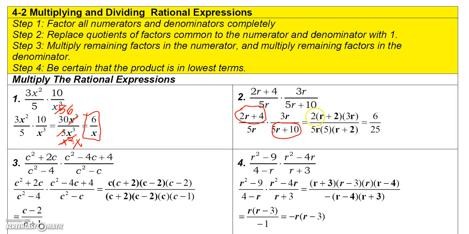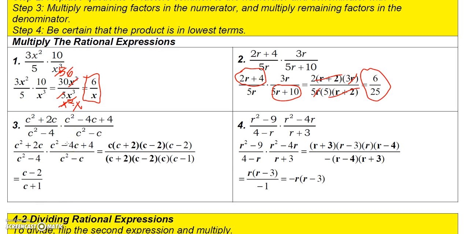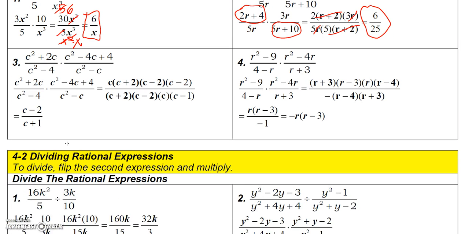Now I want to find any common factors here. I know that r plus 2 over r plus 2 is 1. I know that r over r is 1. And I believe that's all I can do now. So let's see what I have left on top. I have 2 times 3, which is 6. And on bottom, I have 5 times 5, which is 25. So this just reduces to 6 over 25. All right, let's do another example.